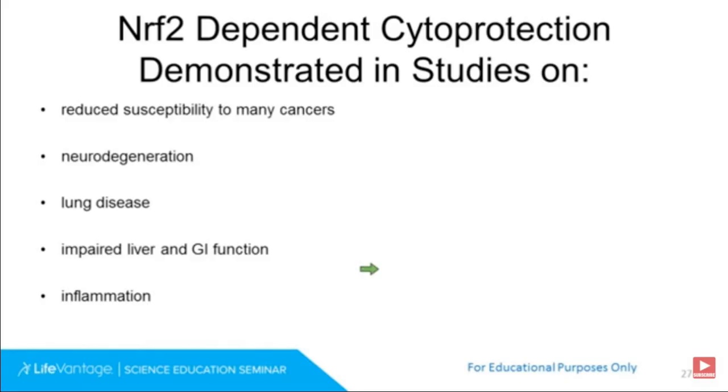There have been studies with Nrf2 activating compounds looking at cell protection in a variety of different conditions. Decreased susceptibility to cancers, many different types of cancers, protection from neurodegenerative diseases like Parkinson's and Alzheimer's, protection of lungs and lung disease, protection of the liver and the GI tract, and reduction in inflammation.